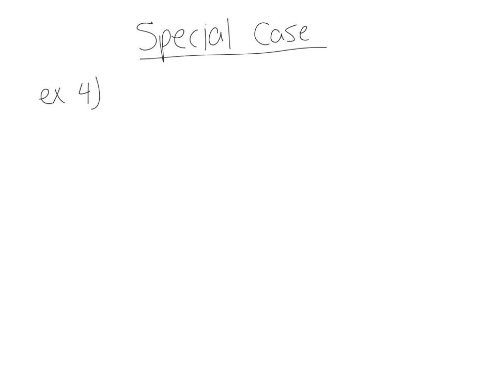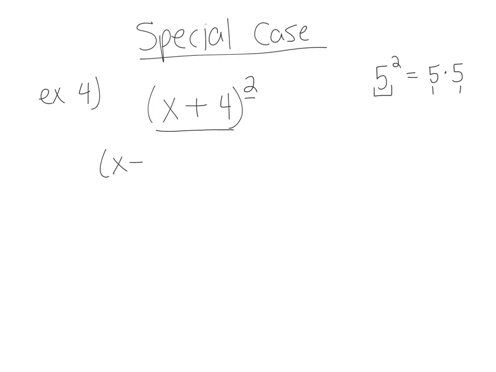So what this will look like is, instead of having two binomials written side by side, you'll just have a binomial squared. Well, remember, in real life, 5 squared, we know that's 25, and we know it's 25 because 5 times 5 gives you 25, right? So what that means is you wrote the base 2 times. Same thing over here, I'm going to write the base 2 times. So x plus 4 times x plus 4. So then from there, go ahead and distribute like normal.